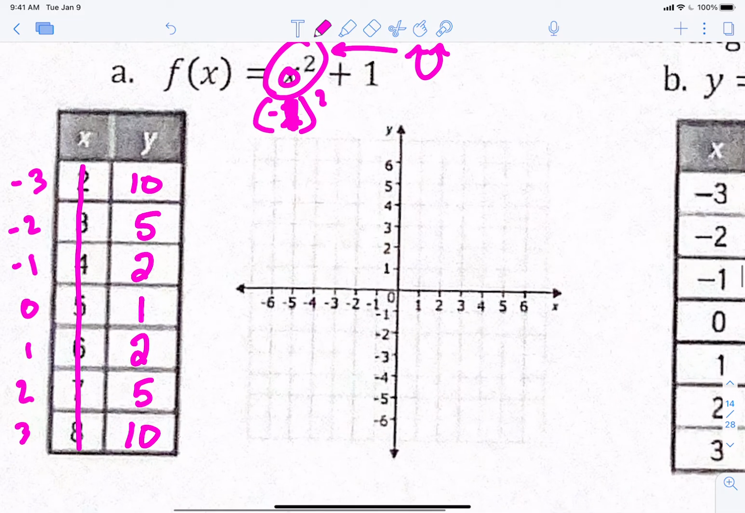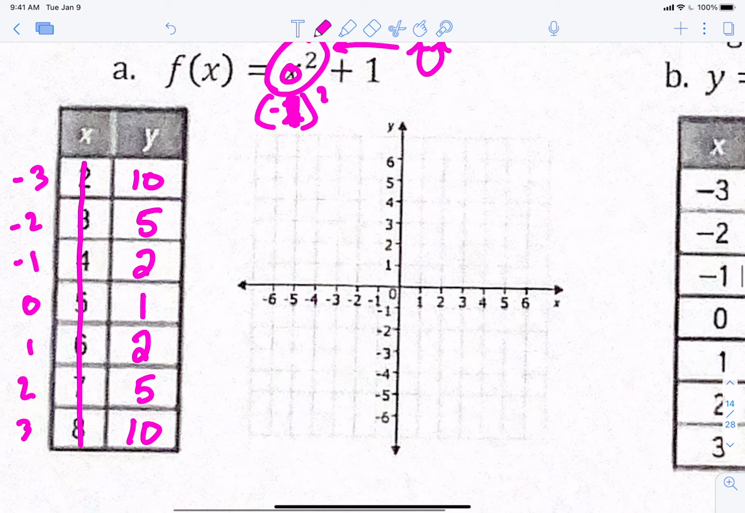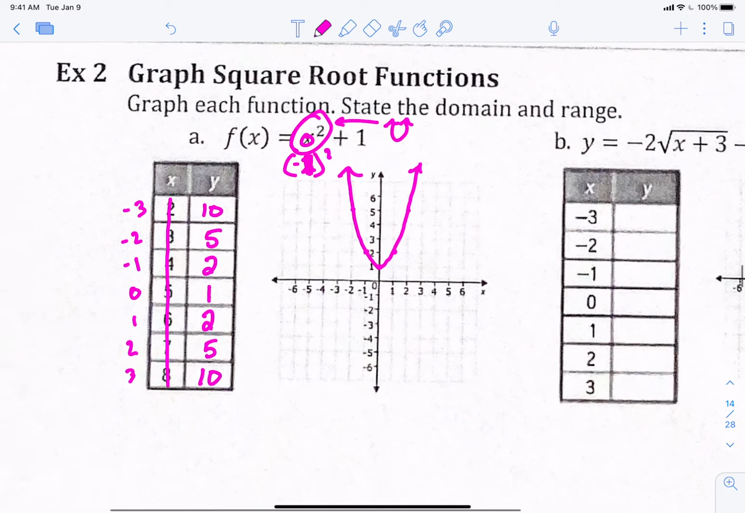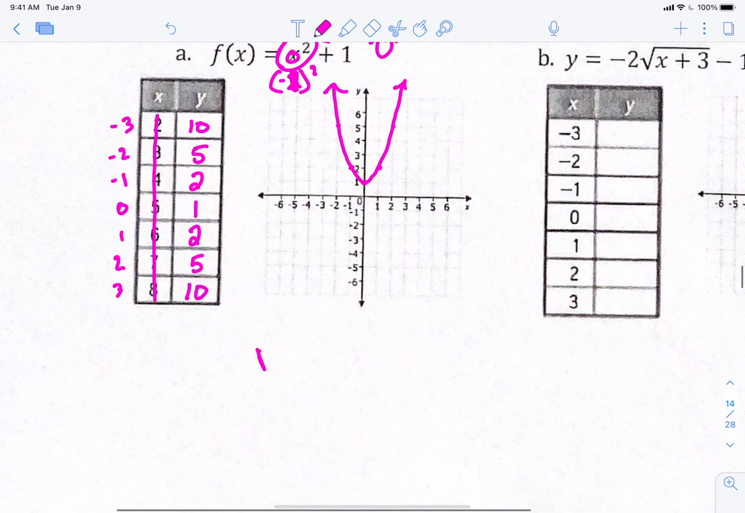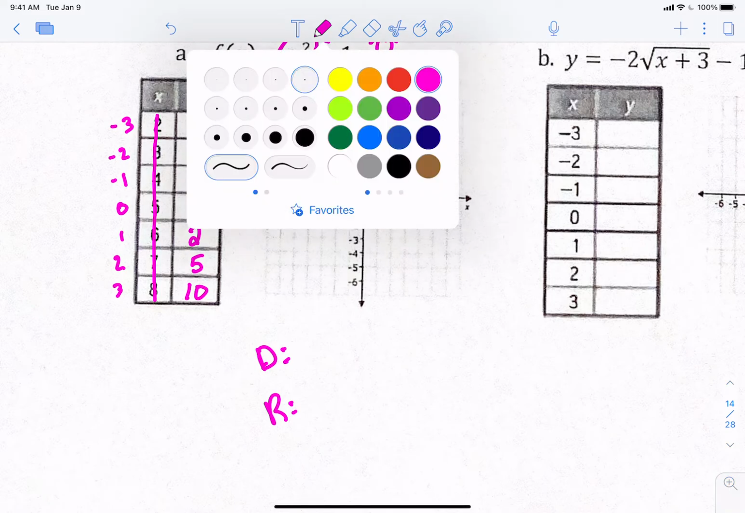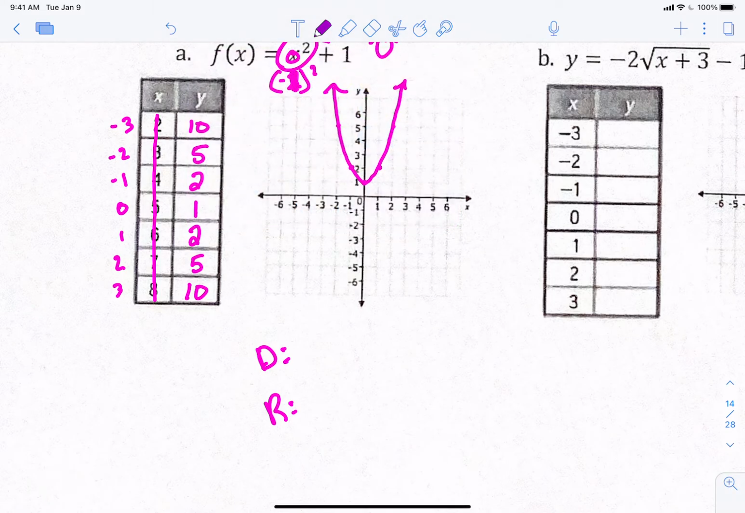Yes. Okay, if I plot those points, -3 is at 10, which is all the way off the chart, so I'm not going to really worry about it. But -2 is at 5, -1 is at 2, then we're at 1, 2, 5, and he looks like this. He's a parabola, and just like we guessed, he's up 1, right? So that's what he will look like, okay? Domain and range. That's the last thing that they want us to do with this guy.